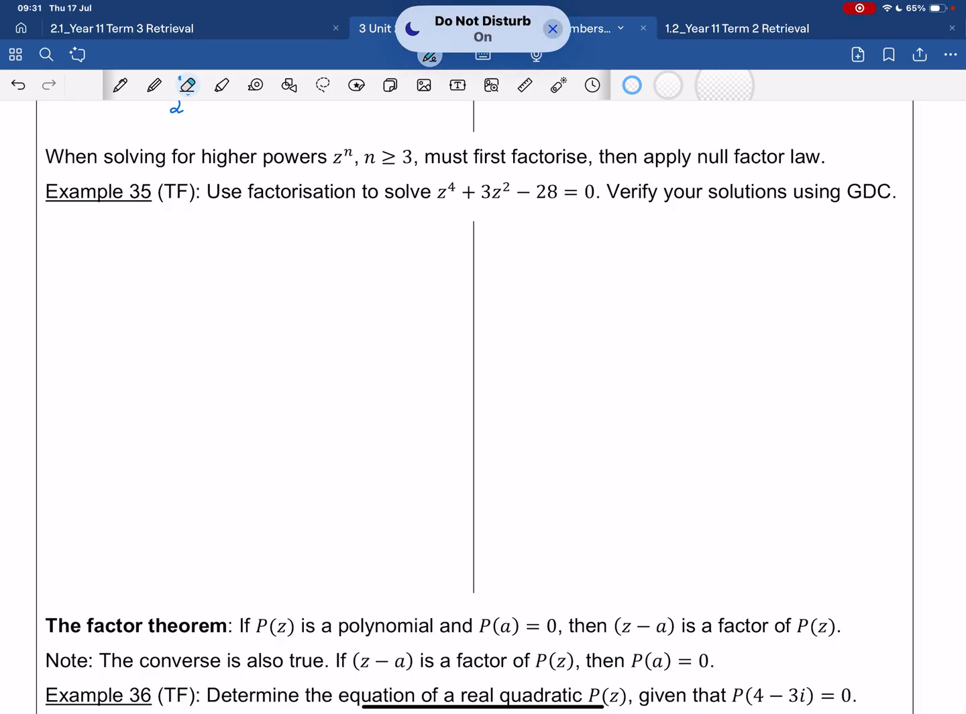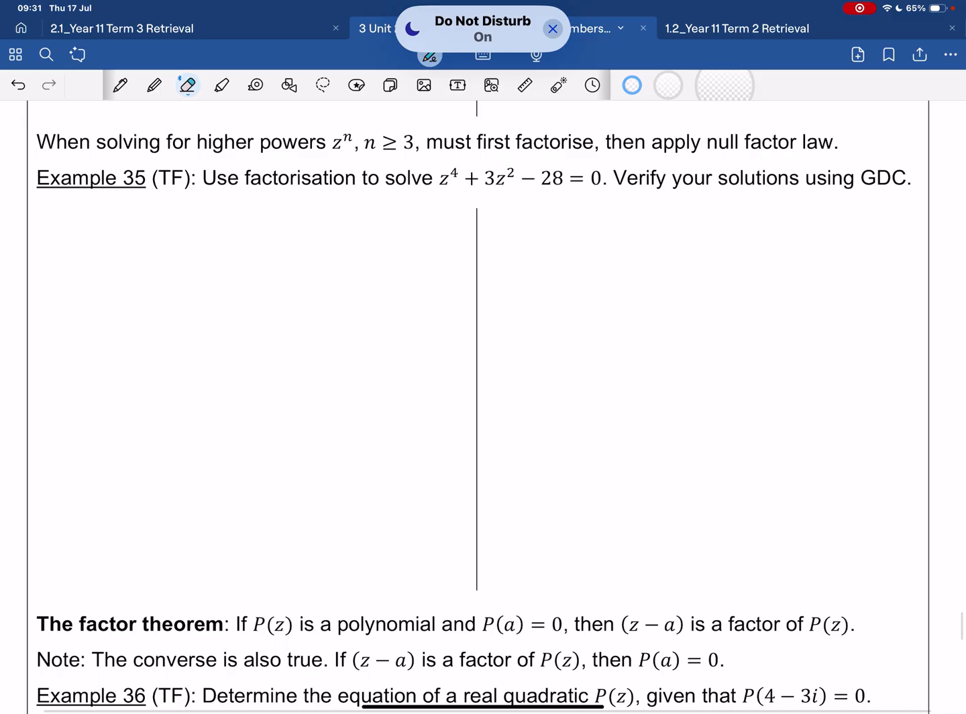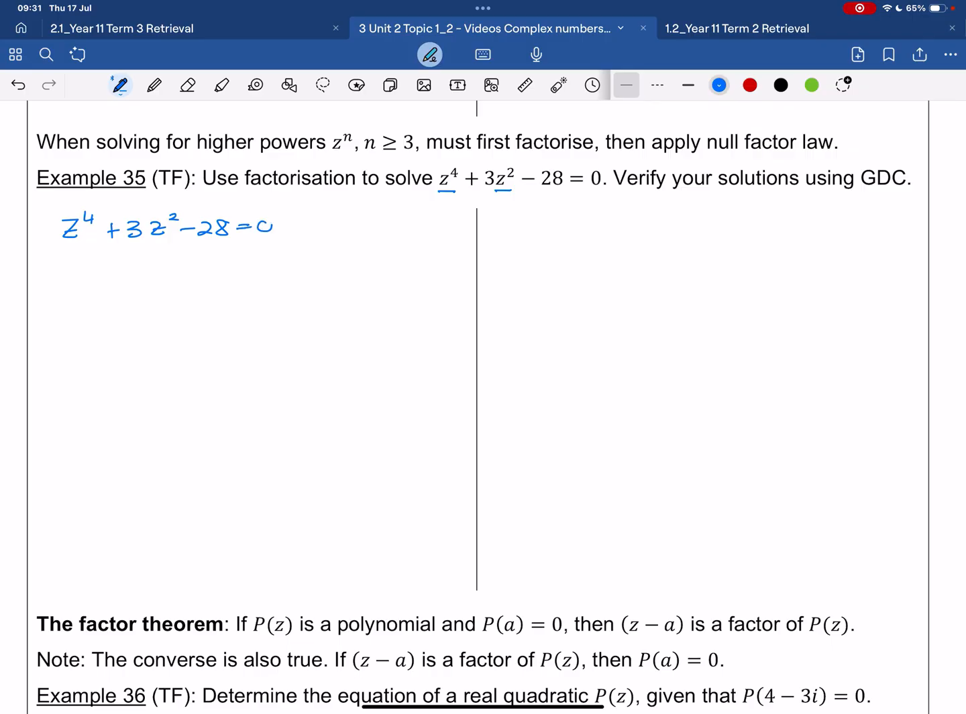This one over here isn't a quadratic. So in order to factorize it, we might have to use some of the techniques that we've learned in methods. And I noticed that this is z squared and this is z to the 4. So I reckon I can use some substitution here. So let's go z to the 4 plus 3z squared minus 28 equals 0. And I'm going to give that a go.